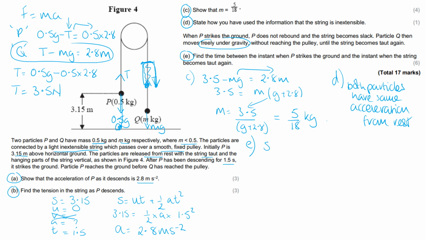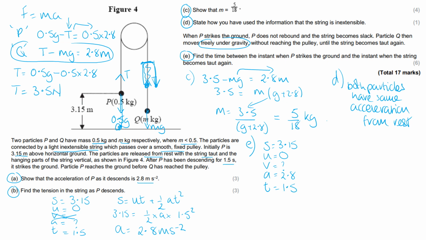So what we need to do is find the speed which Q has when P strikes the ground. So when P strikes the ground, it will have travelled 3.15. We went from rest. We're trying to now find v. a is our 2.8 and t is 1.5.